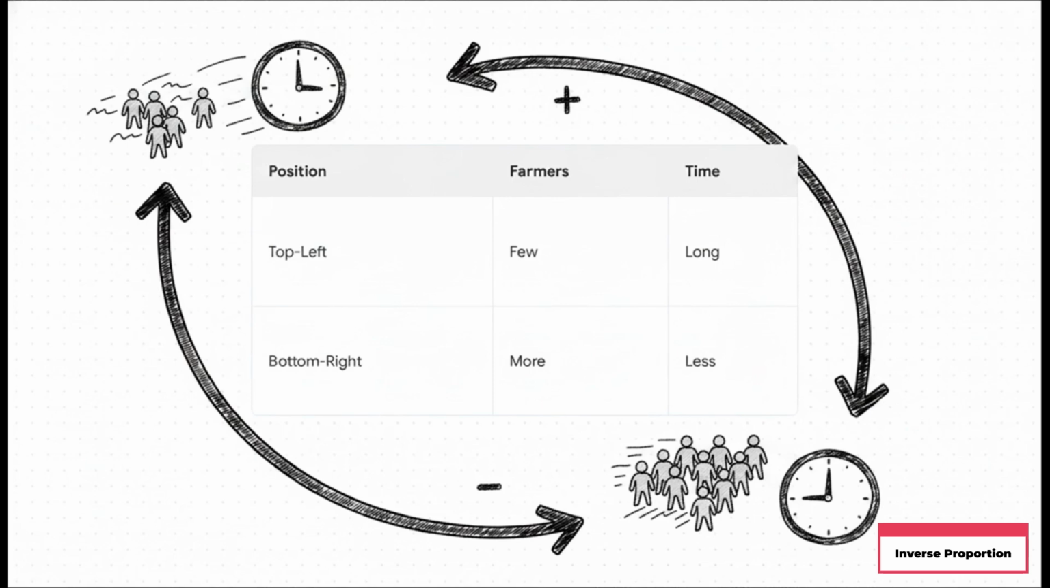You'd start way up at the extreme top left, which corresponds to having only a few farmers taking a really, really long time. Then, as you move down and to the right along that curve, you're tracking the change. The number of farmers is getting bigger because we're moving right, and the time taken is getting smaller because we're moving down, eventually bringing us to that extreme bottom right.